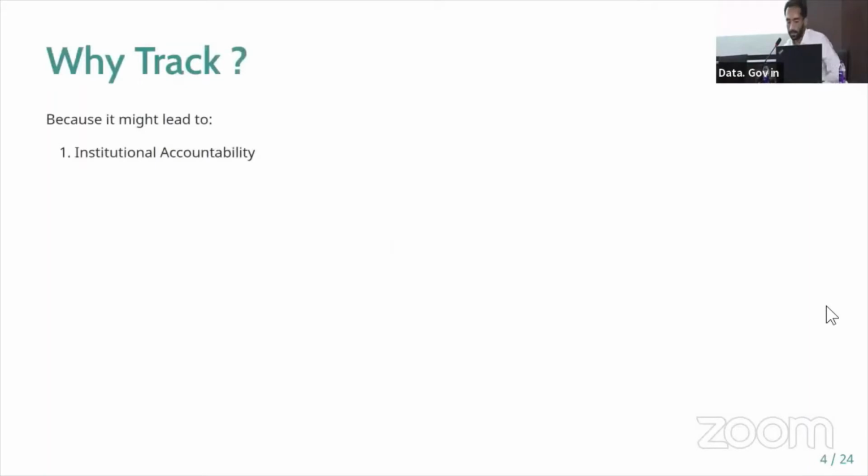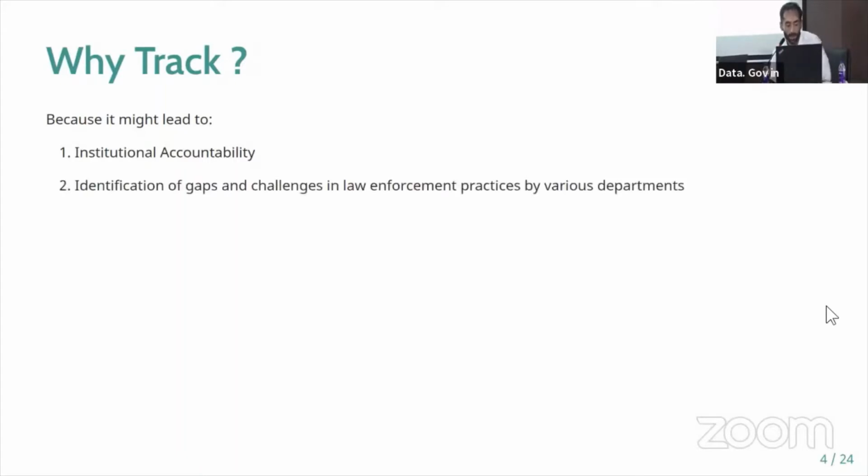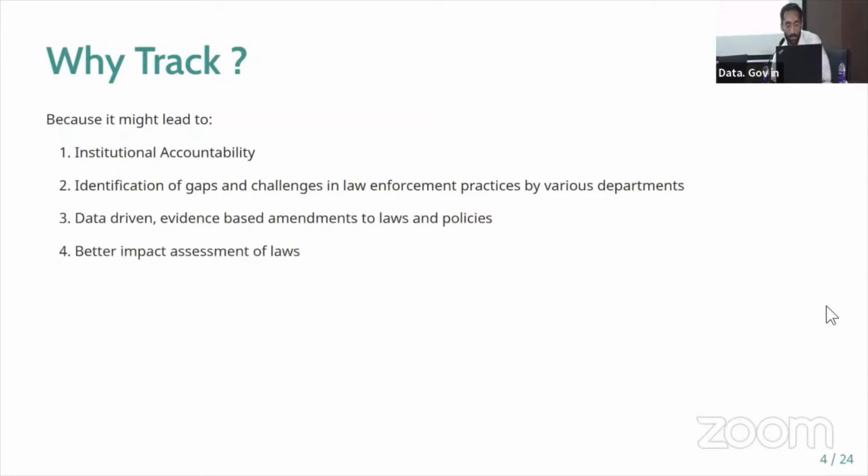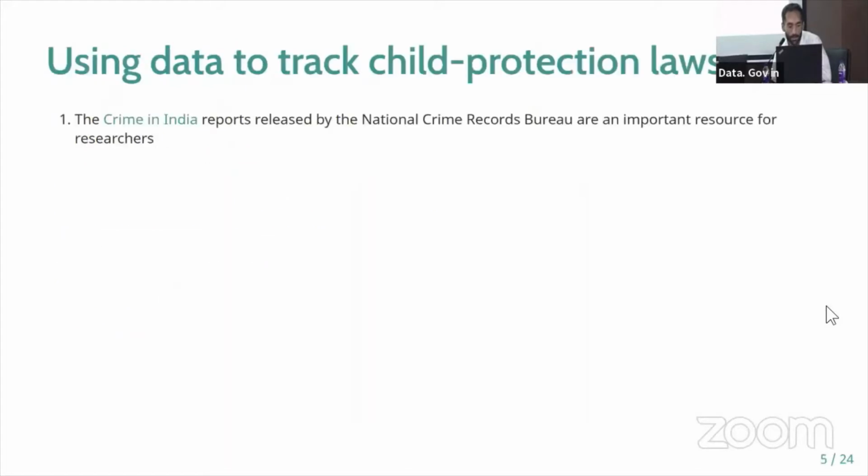So why do we need to track laws? Because, and this is all an assumption, it might lead to institutional accountability, identification of gaps and challenges. There are a lot of departments involved, so where are the gaps? Our policy should be data driven. We need to do impact assessment of laws, which is usually missing. Efficient courts and timely justice is what we are all here for. So that is the objective.